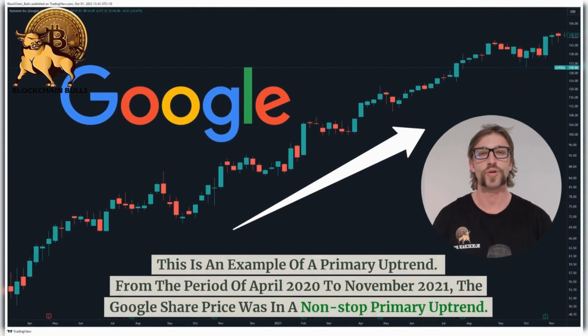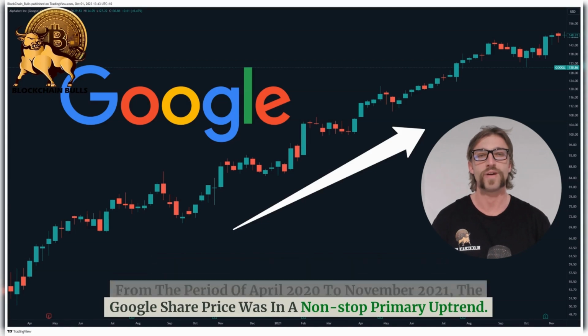This is an example of a primary uptrend. From the period of April 2020 to November 2021, the Google share price was in a non-stop primary uptrend.